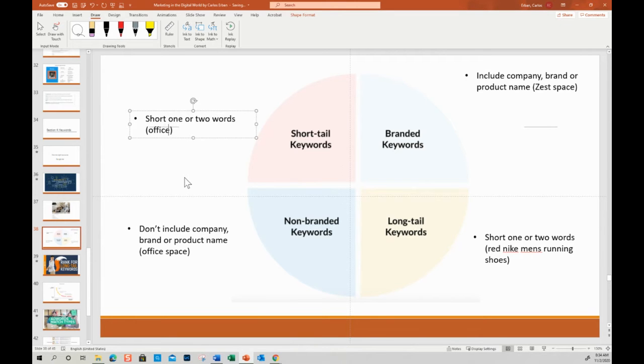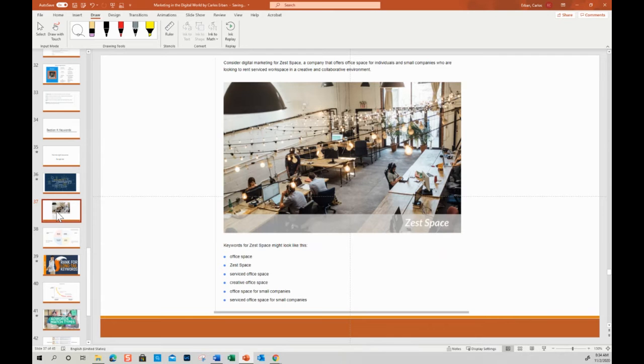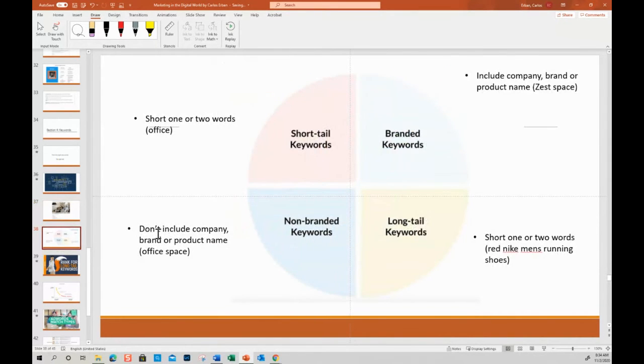Well, non-branded, so you have short tail, actually short tail keywords are 1 or 2 words. It doesn't matter if it's branded or unbranded. You have Office Space, that would be a non-branded keyword, but the most important one to think about, because these are the ones that you're going to be focusing on, are the long tail keywords.